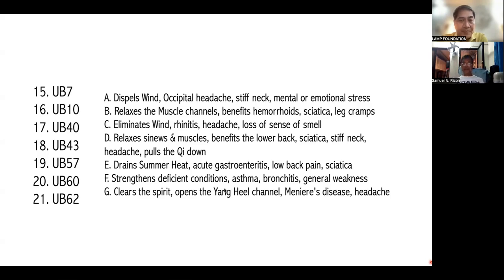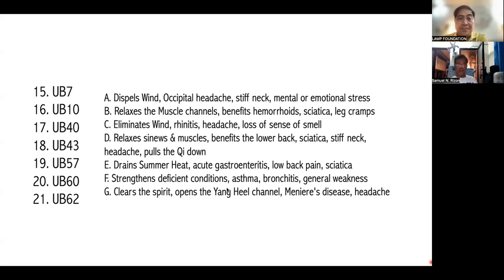Number 17, Bladder 40, very common. For this one, Bladder 40 is drain summer heat, acute rhinitis, low back pain, and sciatica. It's letter E po. Kaya para ano, yung mga na-heat stroke, no? This is very good, Bladder 40.